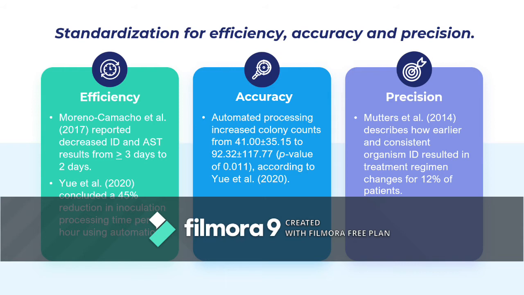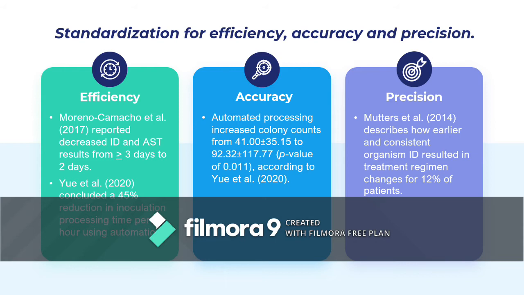The accuracy is also standardized. Automated processing increased colony counts from 41 isolated colonies plus or minus 35 to 92 plus or minus 117, and this was with a p-value of 0.011. And if anyone remembers from statistics, the lower p-value you have, the more of a chance that your results aren't from chance, that they are actual legitimate results. And that was also reported from Yu and his colleagues in 2020.